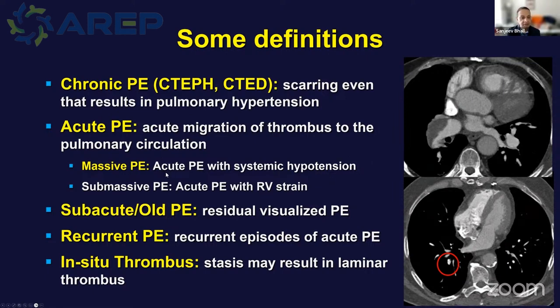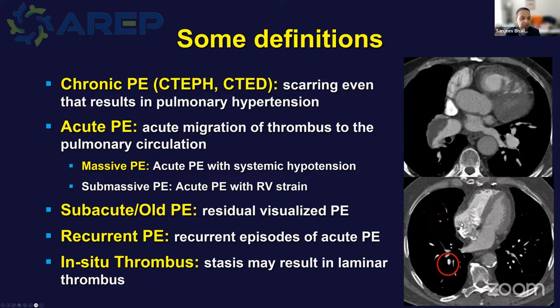When it's associated with systemic low blood pressure, it's known as massive pulmonary embolism. If we see right heart strain on CT, but we don't have a systemic hypotension, that's called submassive pulmonary embolism. When the pulmonary embolism is old, that's old or subacute PE. And here in red is an example of an old PE. Notice that there's no pulmonary hypertension.